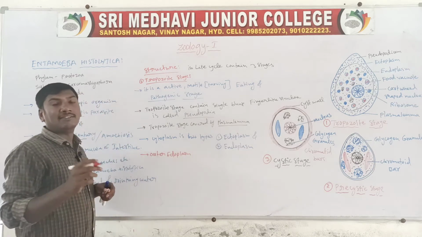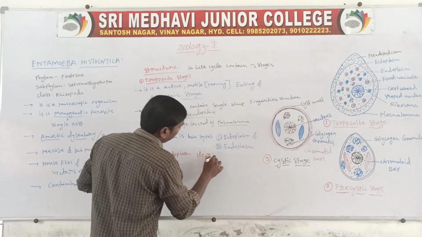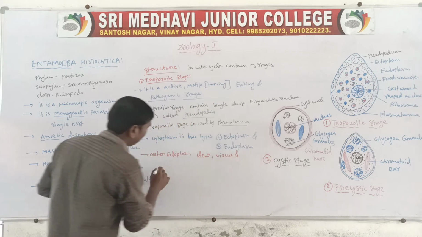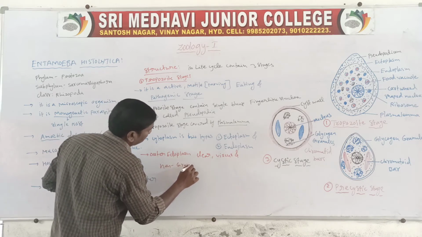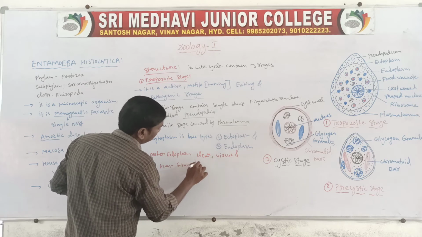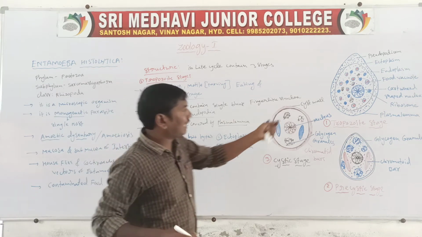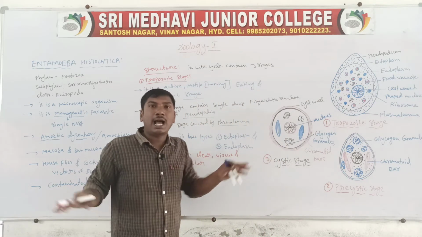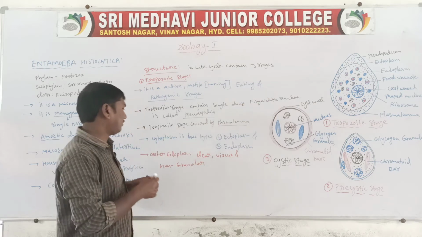First one, the outer ectoplasm is clear, viscous and non-granular. Non-granular means granules are absent. So they are called ectoplasm.